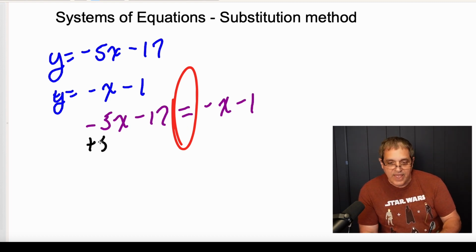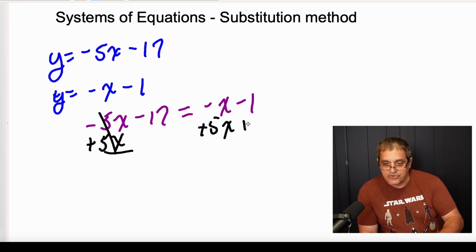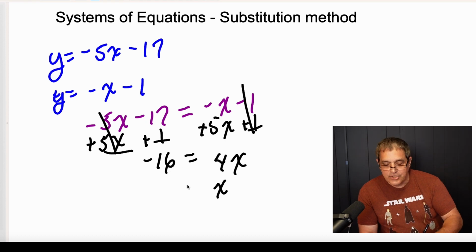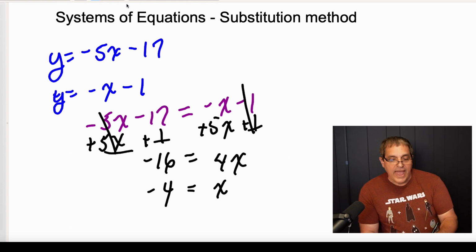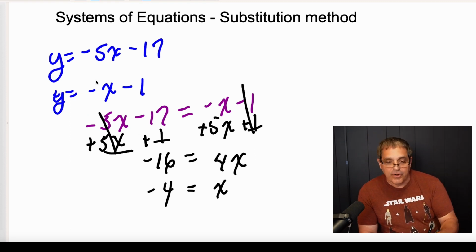So now I'm going to move things. I'm going to do a plus 5x over here, and I'm going to do a plus 1 over here. And so what do I end up with? I have 4x is equal to negative 16. So therefore, x is equal to negative 4. And once again, I've only solved for one of the variables. I have to solve for both of them.